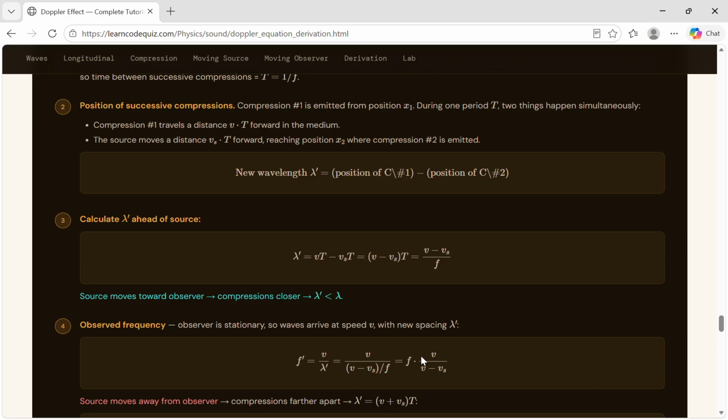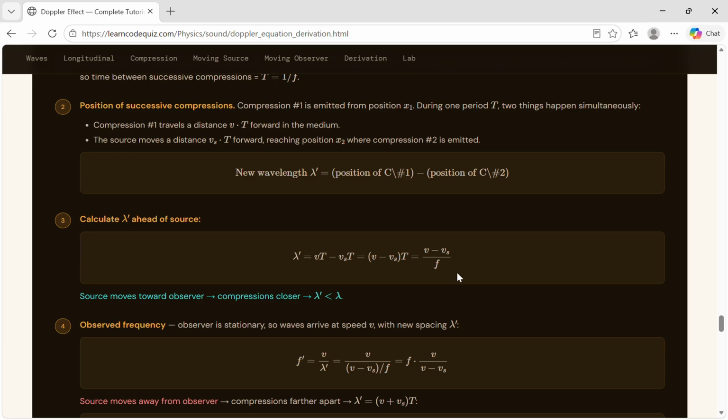F dash is the frequency that the observer is hearing. And when will the observer hear a higher frequency? A higher frequency means more number of waves per second. When will it hear that? When the source is approaching the observer. So if the source moves towards the observer, it is V minus Vs. If the source moves away from the observer, it is V plus Vs.